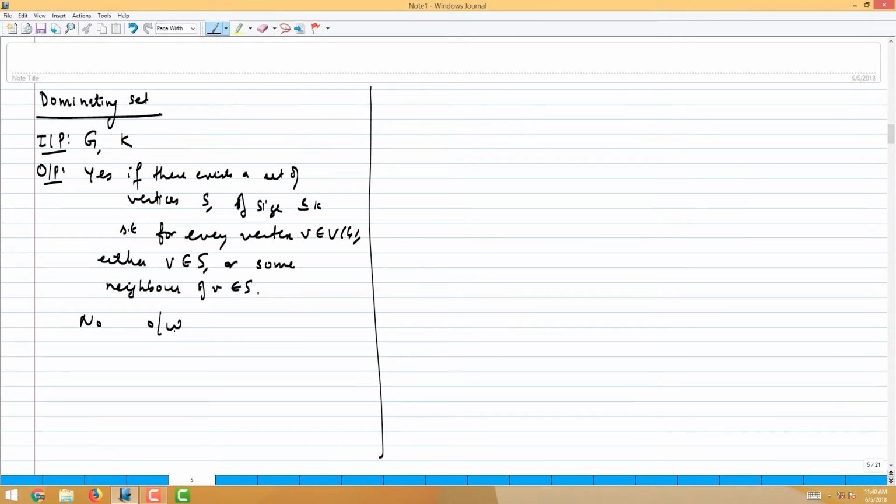Again, what is a dominating set? It's a collection of vertices such that, look at any vertex, either that is in the set, or if it is not in this set, one of its neighbors is in the set. So if S is a dominating set, look at any vertex that is not in S. One of its neighbors has to be in S.